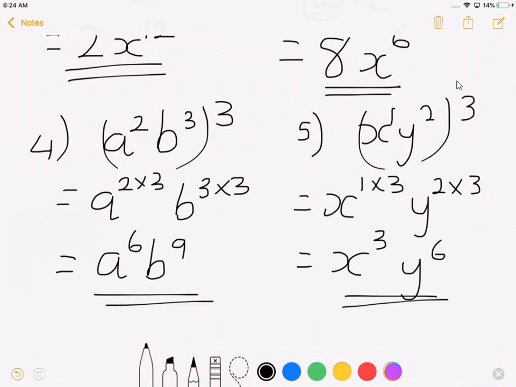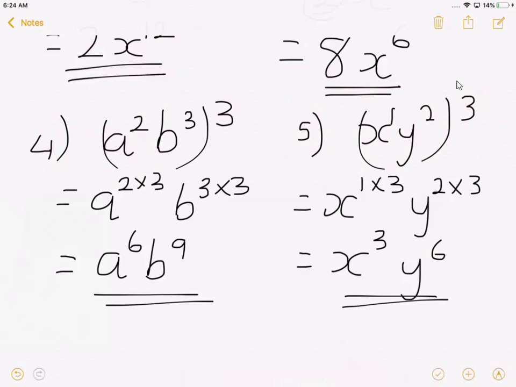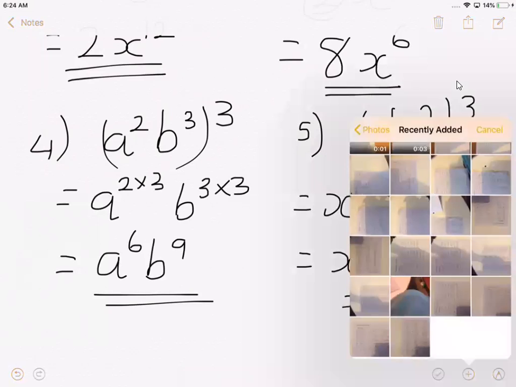So we have done law number 3, which is a power of a power. When we've got a power of a power, what do you do? You multiply. Then from there, I'm going to give you an activity. There is your activity.